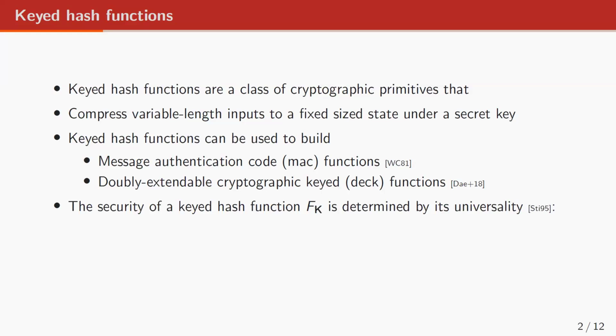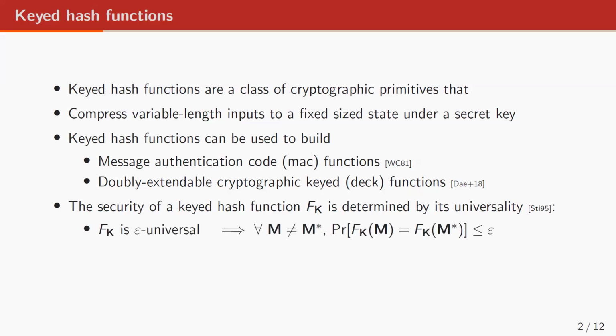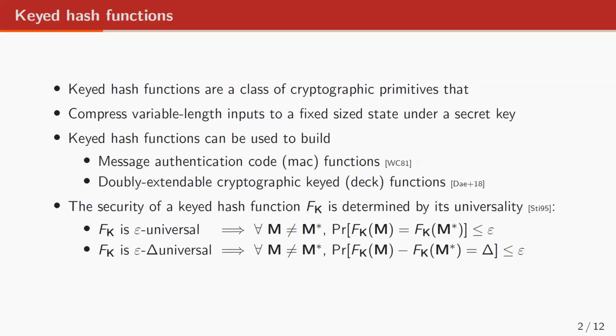Now, the security of a keyed hash function f_k is determined by its universality. And there are two notions of universality. First is the epsilon universality, which upper bounds the probability of obtaining a collision over two different messages. And there is a stronger notion of universality, namely the epsilon delta universality, which upper bounds the probability that two distinct messages lead to a specific output difference.